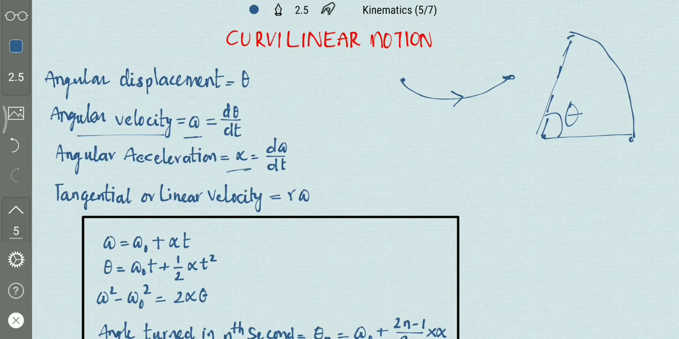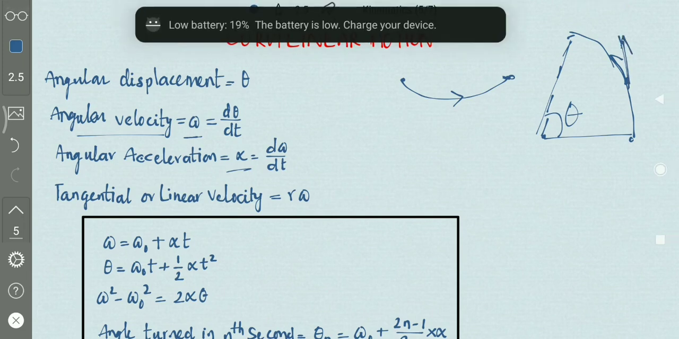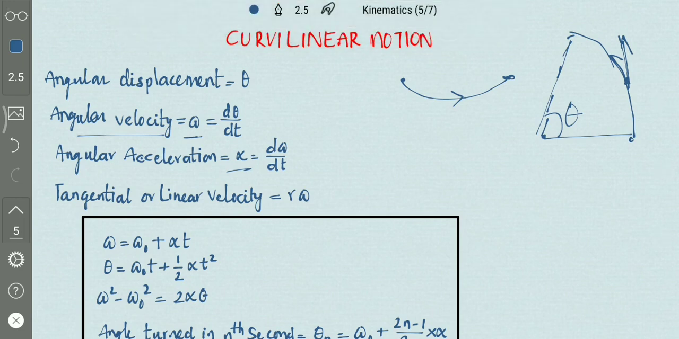The tangential velocity, what is tangential velocity? If we consider a particular point here, angular velocity is in this direction and tangential velocity will be in this direction. In this direction, what will be the velocity? It is called tangential or linear velocity. It is given by this radius, this is r, into the angular velocity at this point. So it is called tangential or linear velocity.